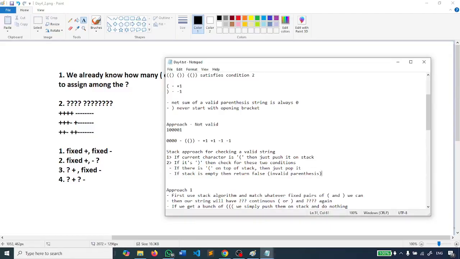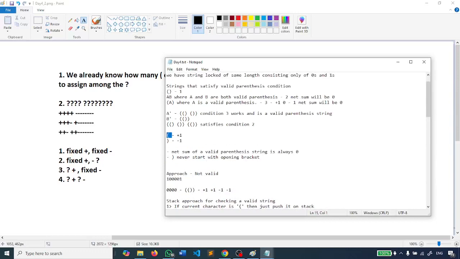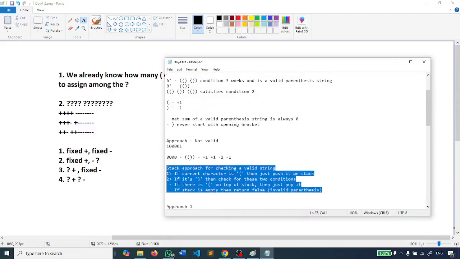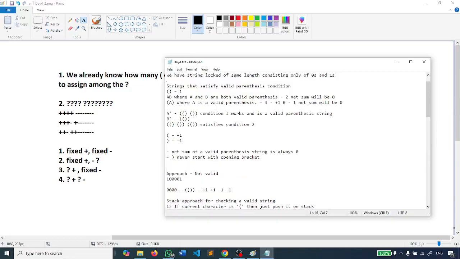This is one way. Another way is to substitute these with +1, -1. You take the prefix sum at every index step and you make sure that the sum never goes below 0. At the end it should be 0. It's effectively the same as this, but this is a visual way of saying this thing.